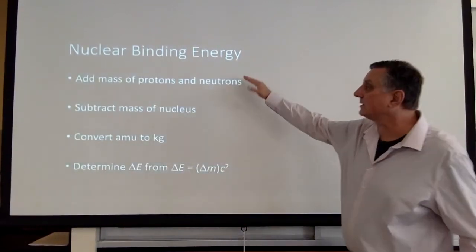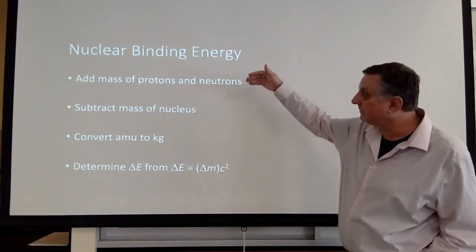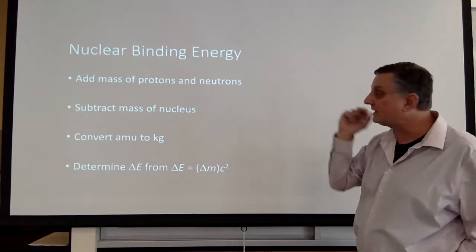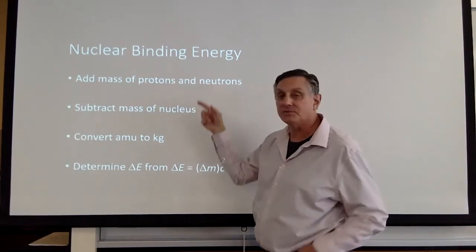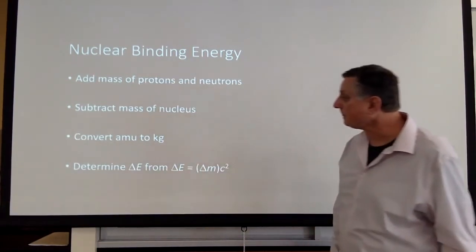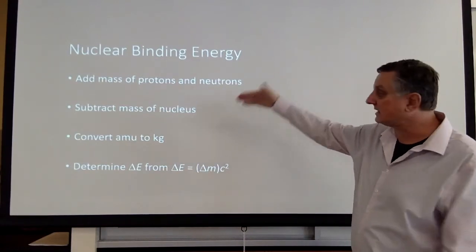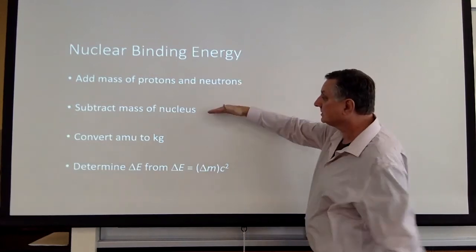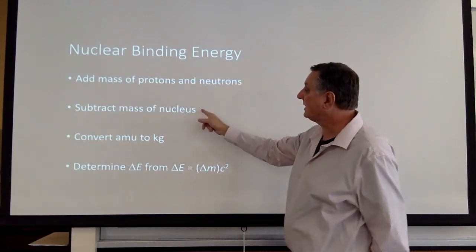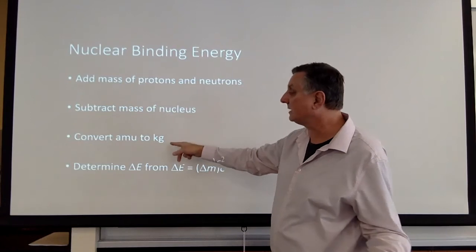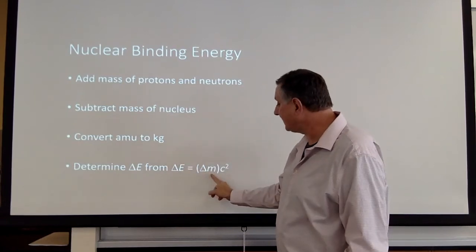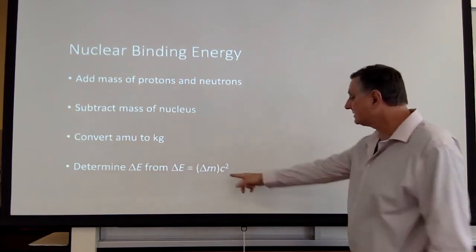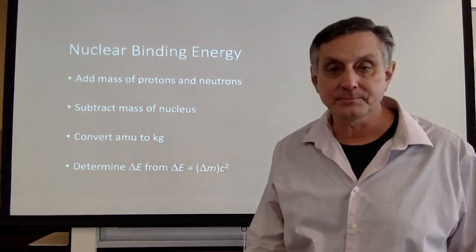So here's how you go through a nuclear binding energy problem. You add the mass of protons and neutrons individually. You know the mass of a proton and the mass of a neutron; those are given. Subtract the mass of the nucleus. That's the difference in mass between the sum of the parts and the whole. Then we have a mass in atomic mass units. Convert that mass to kilograms. From that mass difference, we calculate the energy that holds it together. c is the speed of light.